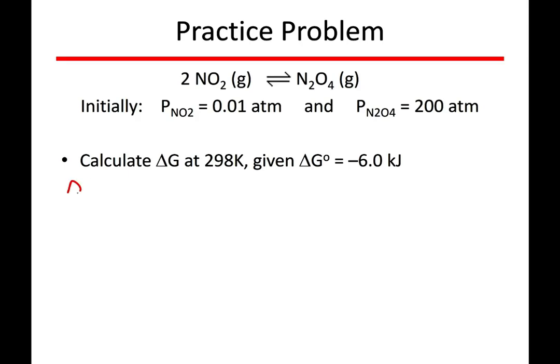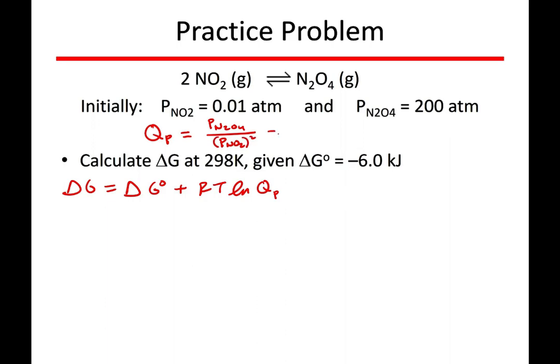So to do that, we use our equation. Delta G non-standard is equal to the delta G standard plus RT ln of Q. And we can go ahead and calculate the value of Q for this reaction. And the Q that we're dealing with here is going to be Q sub P in this equation. So we can calculate the Q sub P with the initial pressures that we were given, right? That's our pressure of the N2O4 over the pressure of the NO2 squared. And that's going to be 200 over, for the NO2, we have 0.01 atmospheres squared. The value of Q for the reaction under these conditions is 2 times 10 to the 6th.